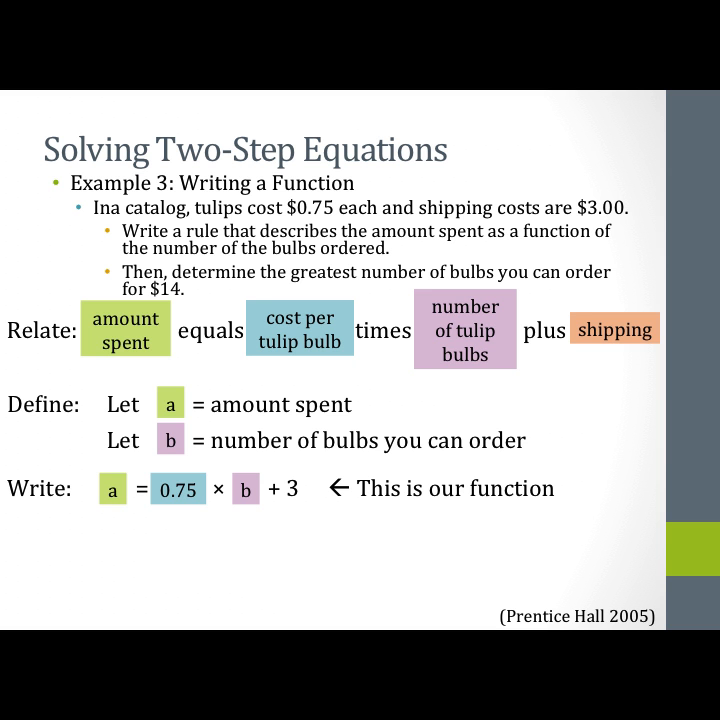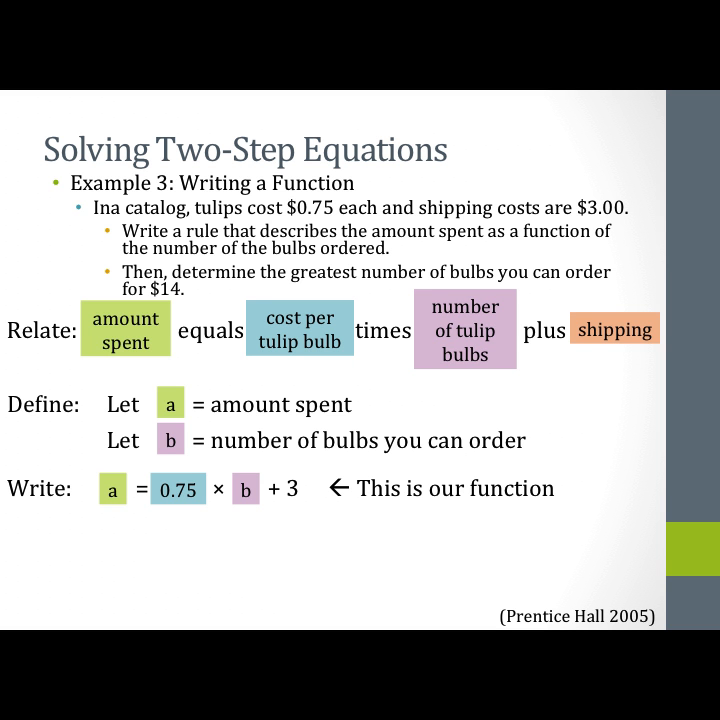We need to write a rule that describes the amount spent as a function of the number of bulbs ordered. So if we look at this, we're going to do just like how we did the last problem. We're going to relate it. What can we pull out that we understand? Okay, the amount spent equals the cost per tulip bulb times the number of tulip bulbs plus shipping.